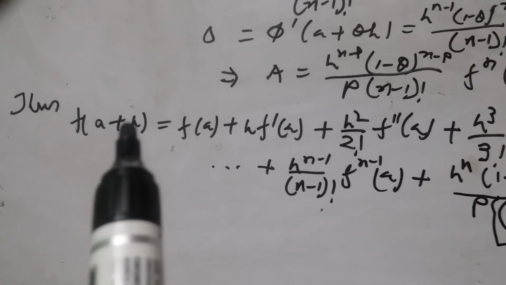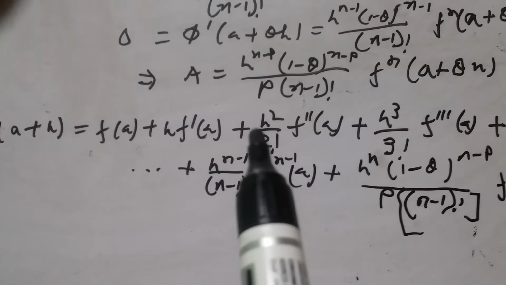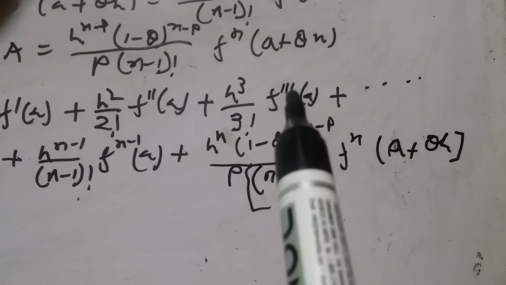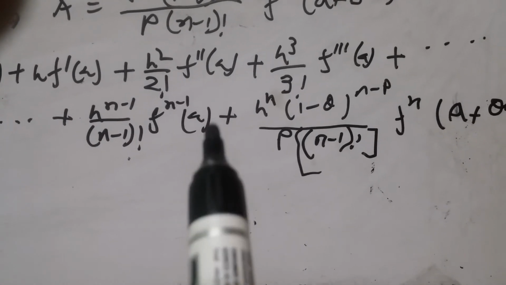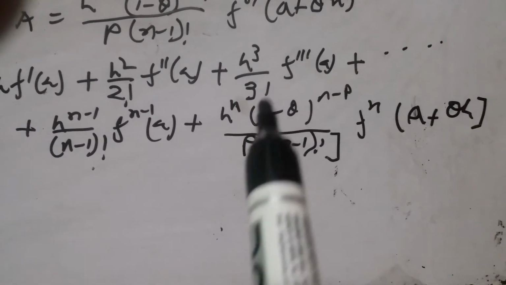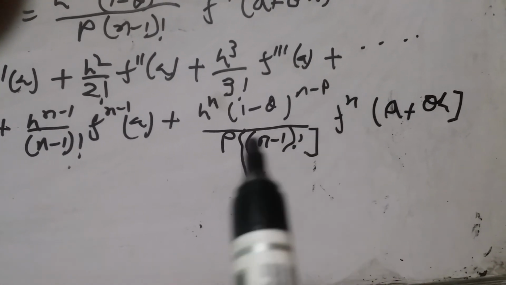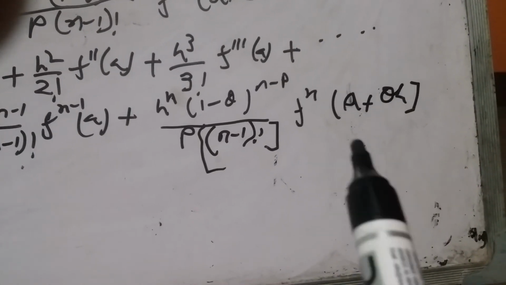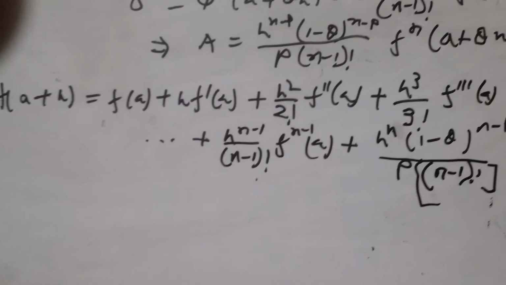Thus f(a+h) is equal to f(a) plus h f'(a), plus h square by factorial 2 f''(a), plus h cube by factorial 3 f'''(a), and so on up to h to the power n minus 1 by n minus 1 factorial f^(n-1)(a), plus h to the power n (1 minus theta) to the power n minus p by p into n minus 1 factorial f^(n)(a + theta h). So hence the complete result. Thank you so much.